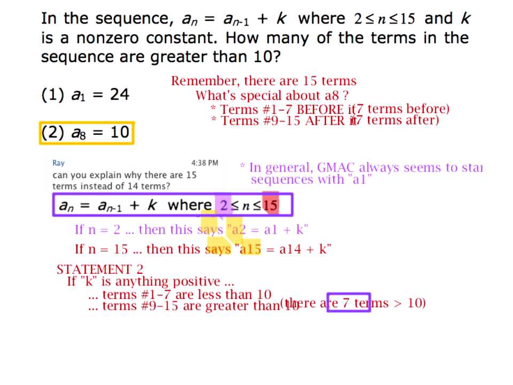Like if k is 0.001, then the first term is going to be 9.993, and then you'll have 9.994, 9.995, blah, blah, blah. And then you get to 10, and then 10.001, 10.002. You could also have k as like a million, billion, trillion, and then all the first 7 terms are huge negative numbers, and all the last 7 are huge positive numbers. But it'll always be more than 10 on the right of it and less than 10 on the left of it. So you just have to think about negatives. If k is anything negative at all, then terms number 1 through 7, what will happen if k is negative?